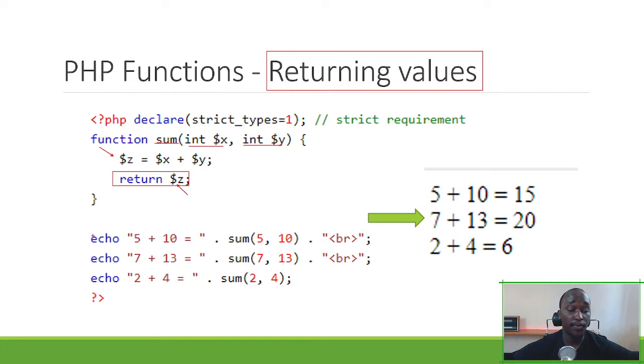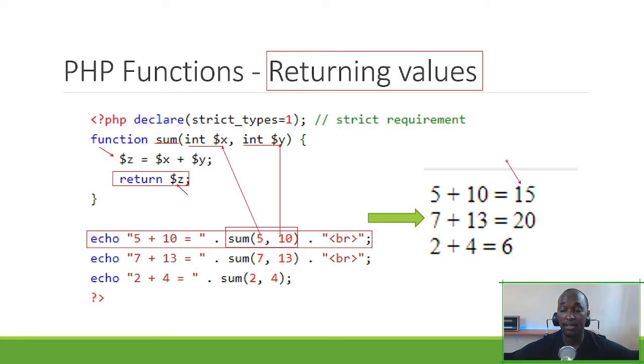So if we do echo, then we call the function and pass it. We pass 5 to x, we pass 10 to y. Then it's gonna print 15, because of the return statement. And remember, we've already printed this as a string, so that is what is gonna print this. But this call to the function sum 5, 10 is what is going to print this 15.